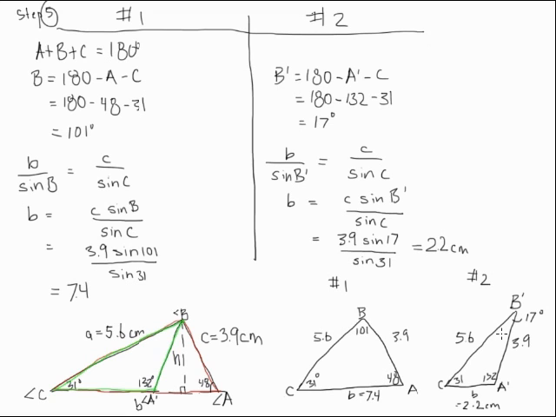So those are both of our triangles. We've solved for both cases. Both triangles work for the information that was given us. That is how you solve a triangle with the ambiguous case.